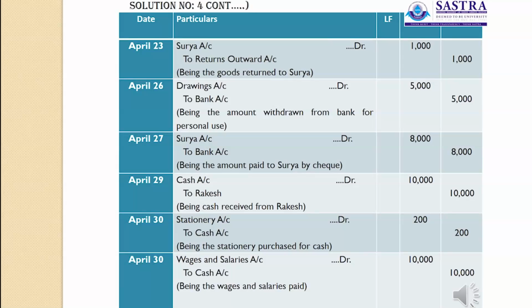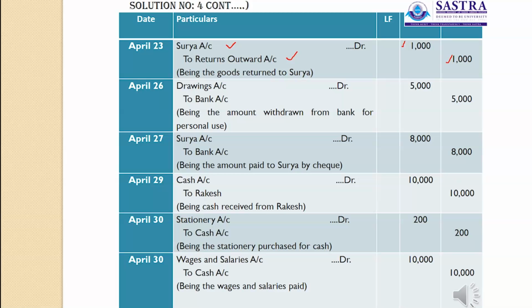Then the next one is goods returned to Surya. Here Surya is the receiver, so Surya account will be debited. Return outwards, that is purchase return, should be credited. So Surya account debited rupees 1,000, return outwards rupees 1,000 credited.